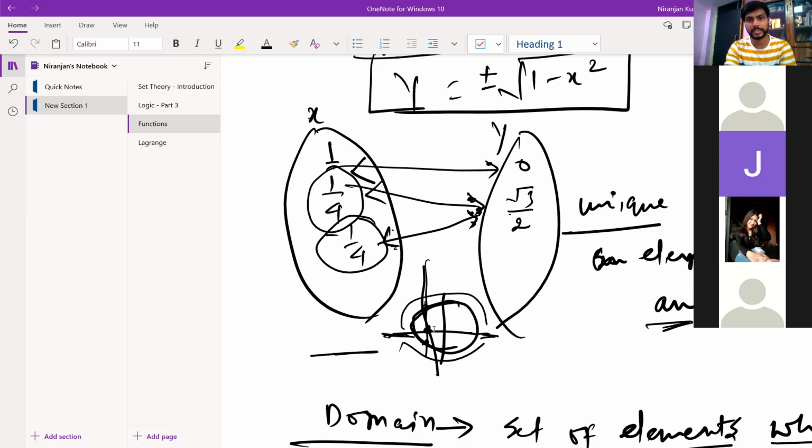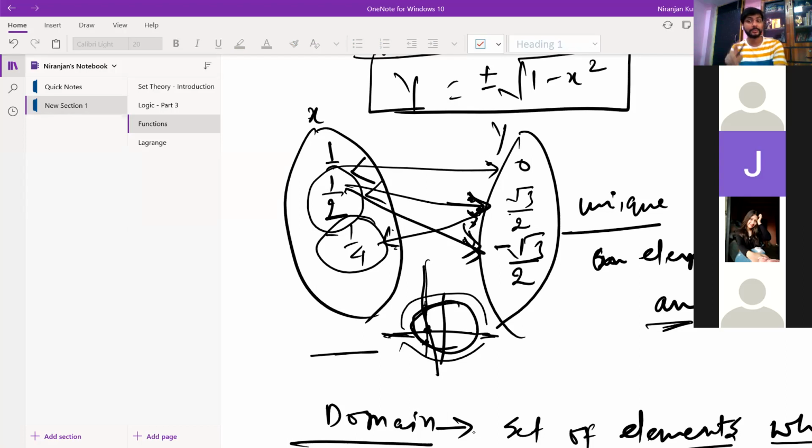When you put 1 by 4, how many y will you get? From here you should get another y. That would be minus root 3 by 2, right? If I put, no, my calculation is 1 by 2. It should be 1 by 2. Wait. So when you write 1 by 2, what would you get? You will get root 3 by 2 and you will get minus root 3 by 2. Can you say that 1 by 2 is uniquely related to any element in y?